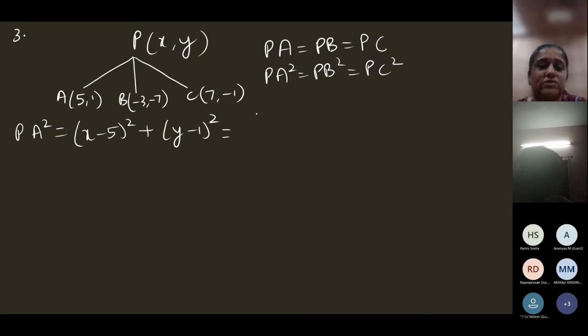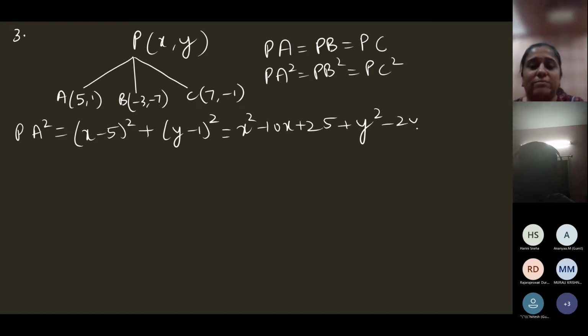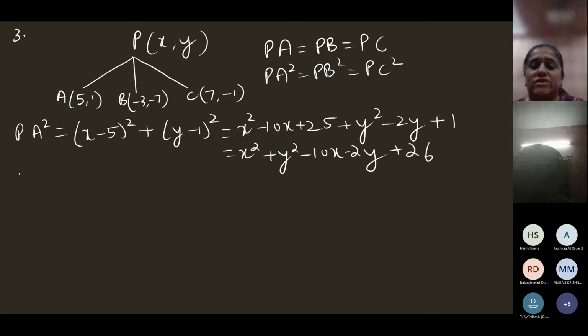Now we have to expand this. So you'll get x squared minus 10x plus 25 plus y squared minus 2y plus 1. Now what can be simplified here? Only the numbers. So you'll get x squared plus y squared minus 10x minus 2y plus 26. This is PA squared.